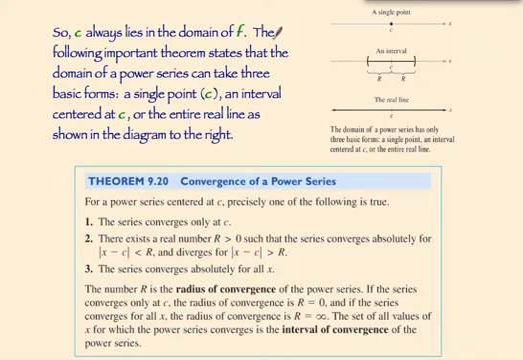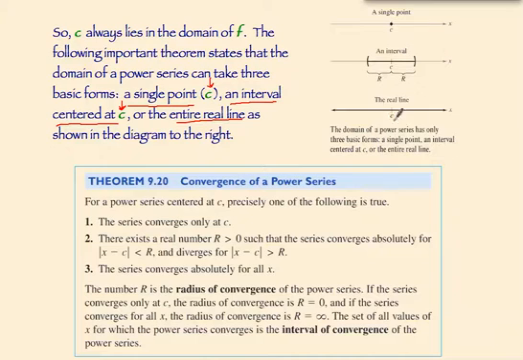The following important theorem states that the domain of a power series can take 3 basic forms. A single point, which would be c, in other words, converging just at the center of the power series, or an interval centered at c, so your c, wherever the polynomial is centered, and maybe a range of values on either side, or the entire real line. Those are your three options for the domain of a power series.